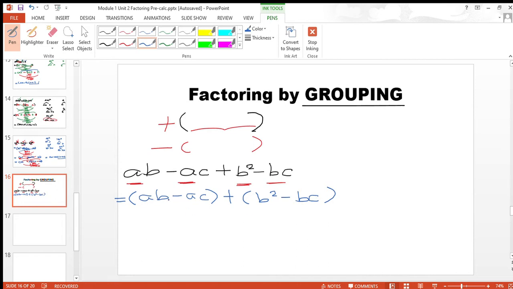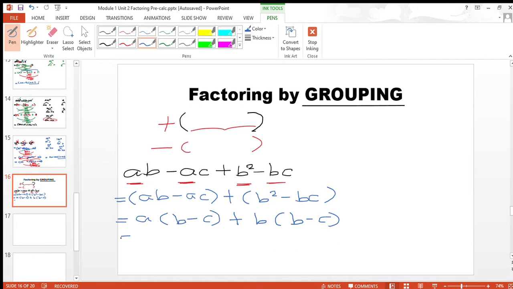Okay? So, after grouping the first two elements together, we can apply common monomial factor type 1. So, we can factor out A. If we factor out A, AB divided by A will be B, minus AC divided by A will be C. So, we have factored out A from this group. And then for the second group, applying again common monomial factor, we can factor out B. So that will now be B multiplied by B minus C. So B squared divided by B is B, BC divided by B is C.